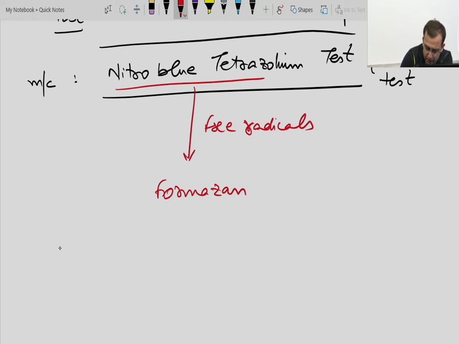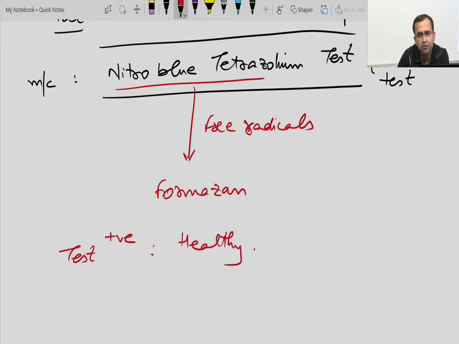So the question that is asked is, if the test is positive, is the patient diseased or healthy? The patient is healthy. Why? Because test is positive means formazan formation is taking place. Formazan is forming means free radicals are forming, and this is the role of NADPH oxidase, generation of free radicals. So if free radicals are forming, NADPH oxidase is okay. So if the test is positive, the person is healthy. Done. This is question 34, chronic granulomatous disease.